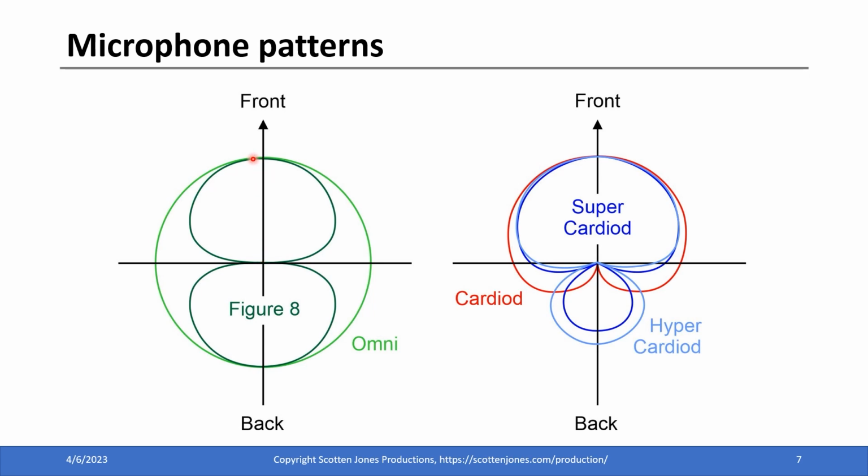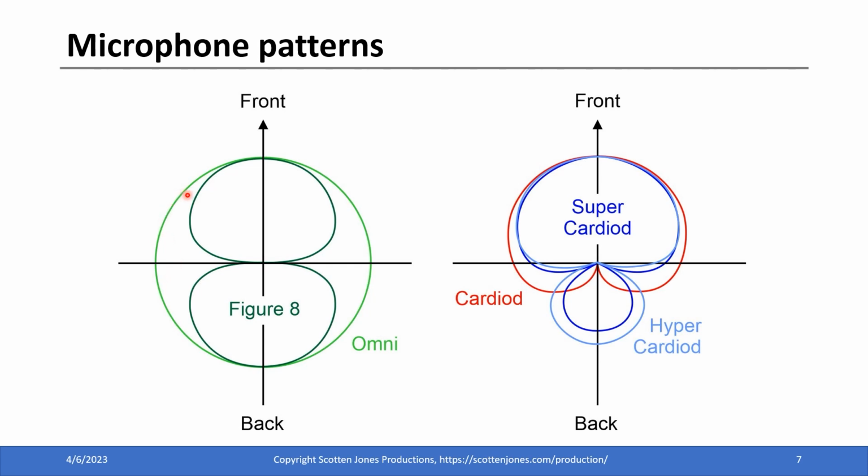So this is an omni pattern, this light green. What it means is it picks up equally in every direction. This is not a microphone you're going to use on a stage very often because it's going to pick up all kinds of extraneous stuff you don't want it to pick up. And in fact, when you talk about monitor speakers on the stage, it's extremely hard to have any kind of monitor speaker volume if you're using an omnidirectional mic.